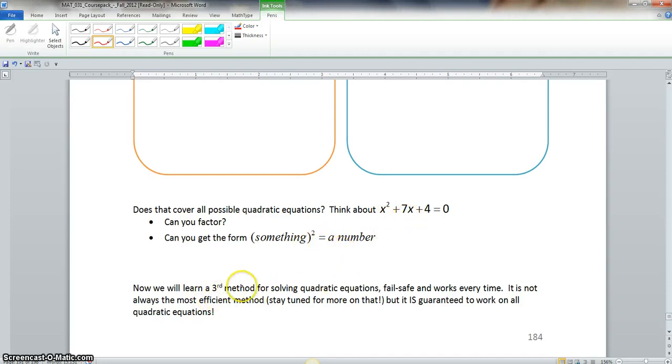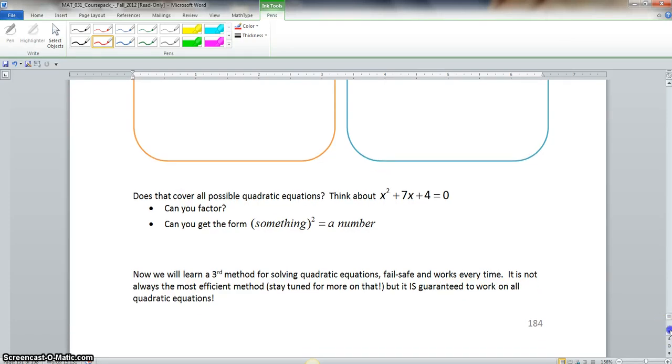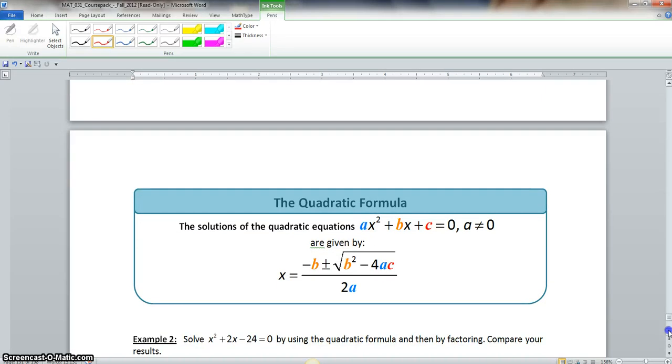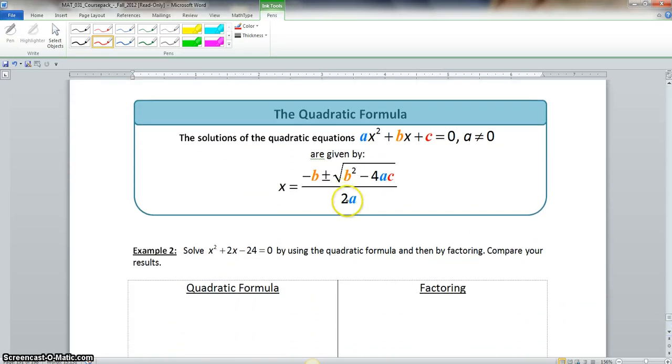It says, now we will learn a third method for solving quadratic equations. Fail-safe and works every time. It is not always the most efficient method. Stay tuned for more on that, but it is guaranteed to work on all quadratic equations. Now, what that is saying is that if the quadratic equation can be solved, this equation here you could use to solve it. Now, first of all, we need to look at the standard form of a quadratic equation.